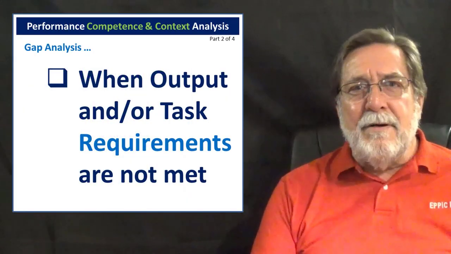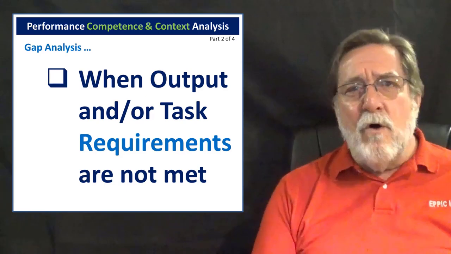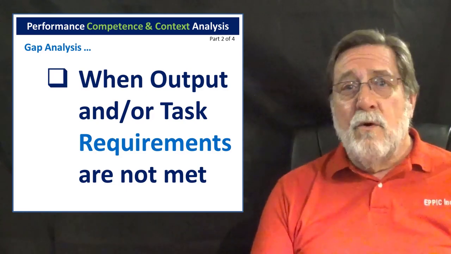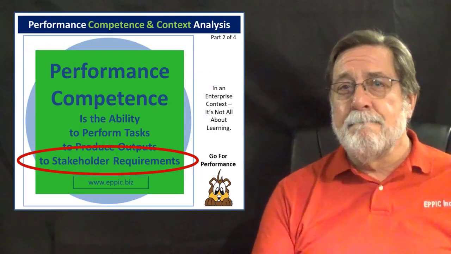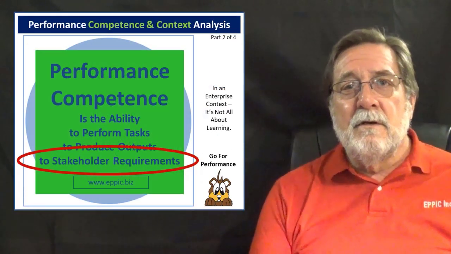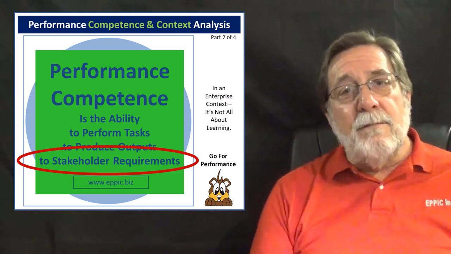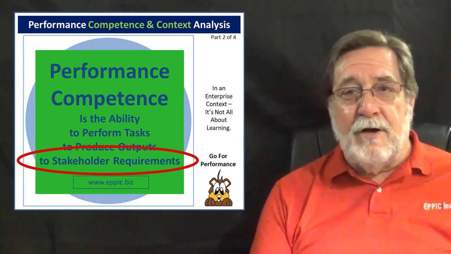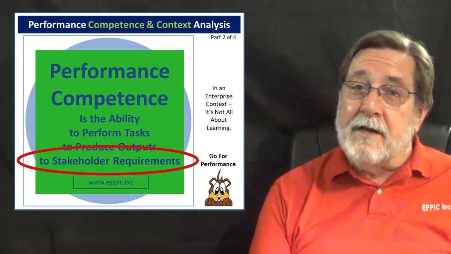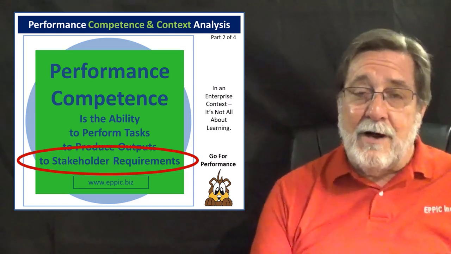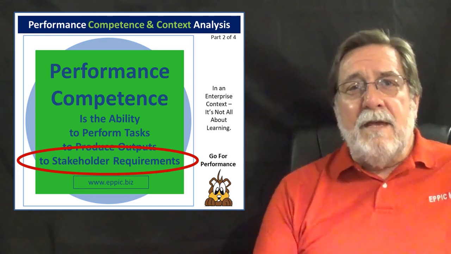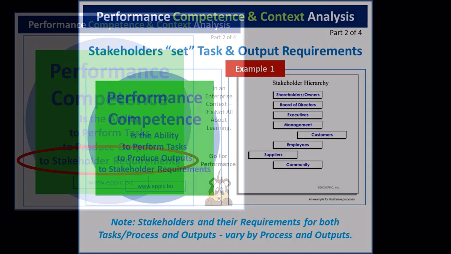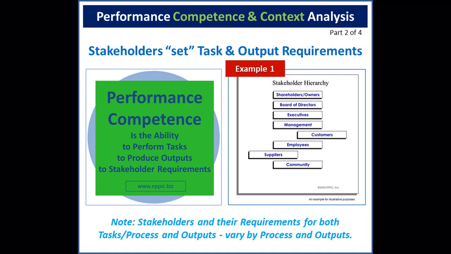But what's a gap? It's when outputs or task requirements are not met. But then whose requirements? Stakeholder requirements. Some stakeholders care only about the outputs and they don't care about your process. Other stakeholders care about the process but not about your outputs, and some care about both. What do I mean when I say stakeholders? Well, here are three example models, and of course, your real world could be different from them.